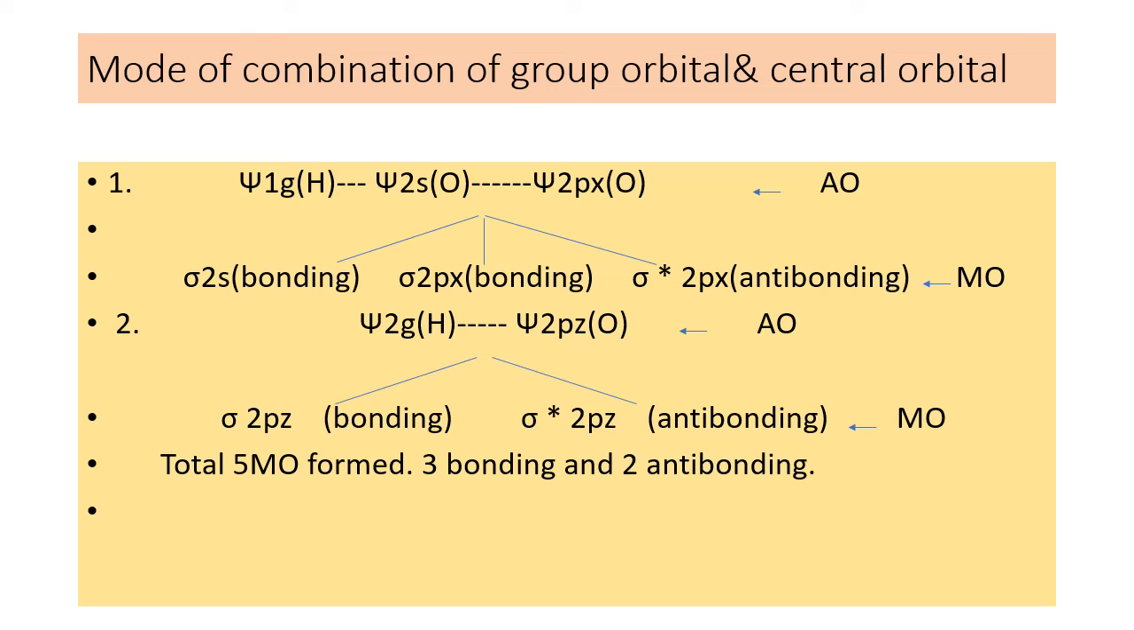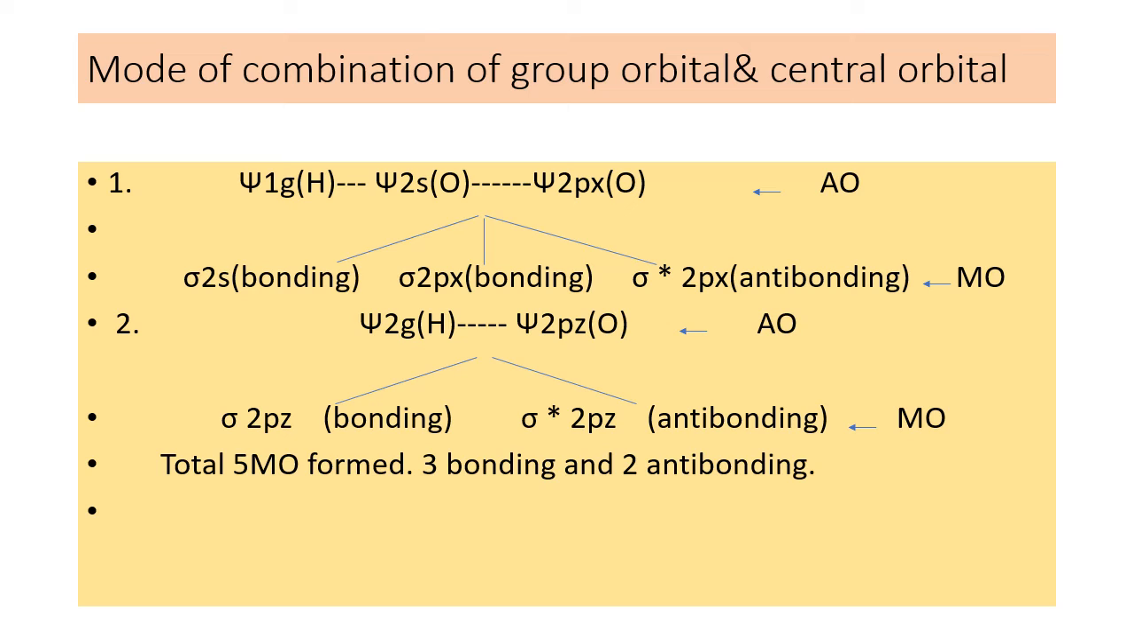for the water molecule. Look at the first combination: three atomic orbitals are combining, that is, group orbital psi1 combining simultaneously with 2s and 2px. We have its wave function as psi. So there is a combination of three atomic orbitals leading to the formation of three molecular orbitals, out of which two will be bonding and one will be anti-bonding.